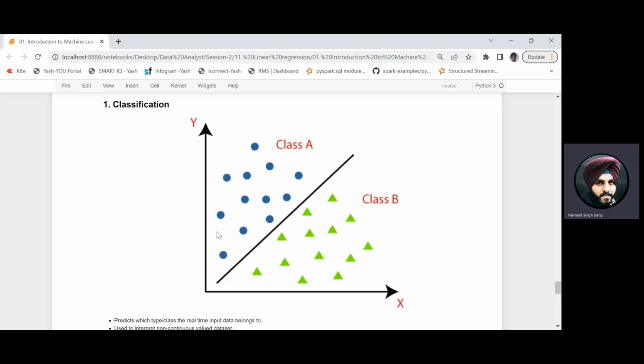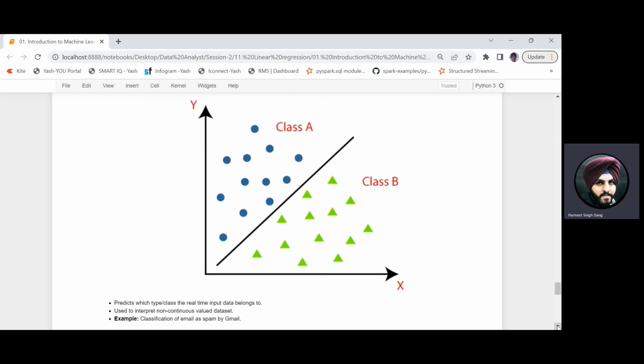So let's say if I'm feeding a circle, it has to segregate whether it belongs to class A or class B. If I'm inputting a shape which has three sides, it has to identify whether it belongs to class A or class B. So if you want to classify something as yes or no, true or false, high, low, medium, that's where you would try to use the classification algorithm.